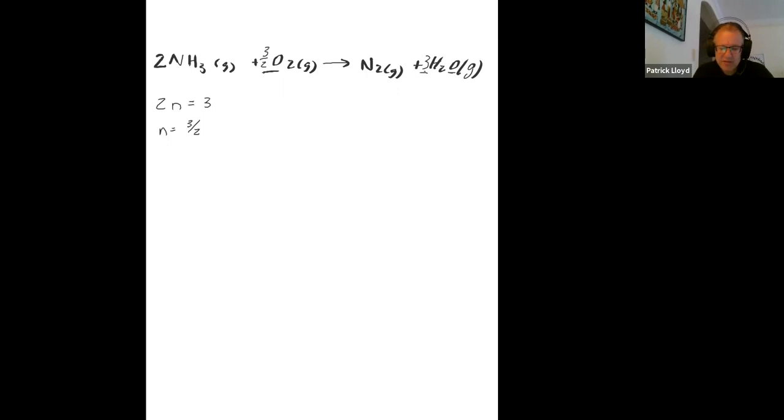Okay, so now you've got 3 oxygens on both sides, so that's balanced. Everything's balanced there. If you want to have whole numbers and not have any fractions, then you can just multiply everything by 2. So if you multiply the entire equation by 2, you get rid of the half. Okay, so now we have a balanced equation. Let's get rid of this.